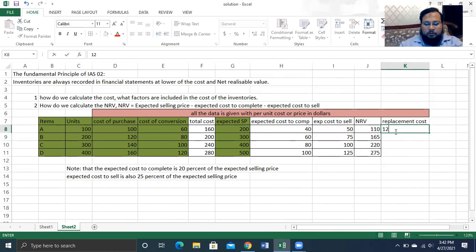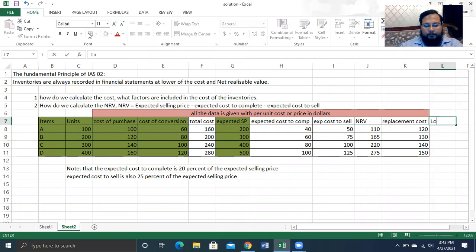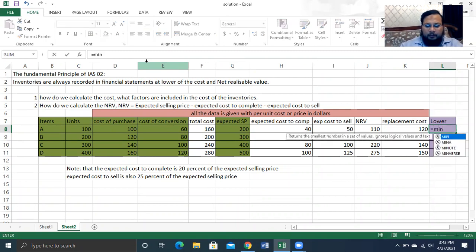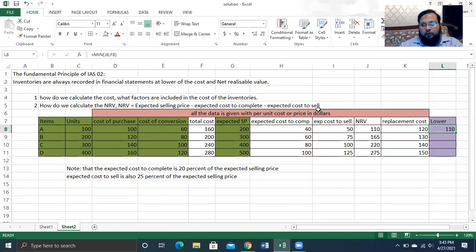So remember, replacement cost is totally irrelevant, whatever it will be. It is extremely irrelevant. You will not consider this column. I will repeat, you will not consider this column if this column is provided to you in the examination. Now, which value is most important for the reporting purpose, which you will report in the financial statement? It is the lower. And lower of between what? Total cost and NRV. So the formula will be, you will consider minimum of NRV, comma, total cost.